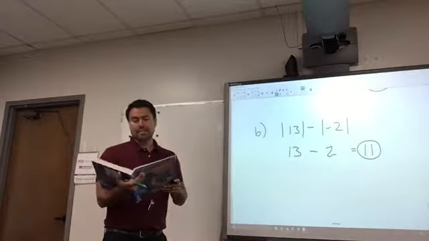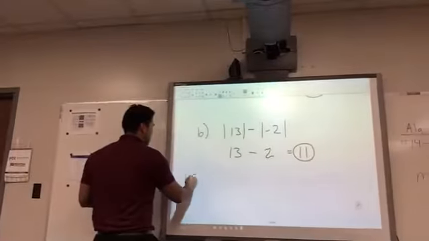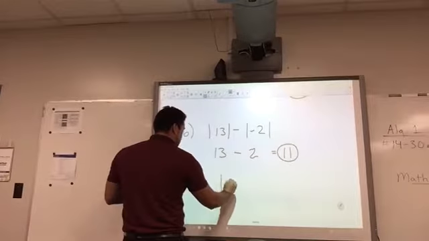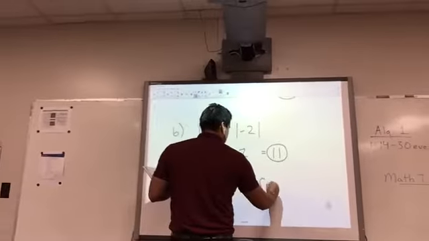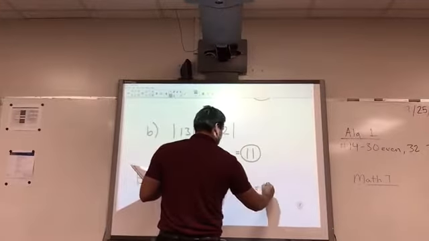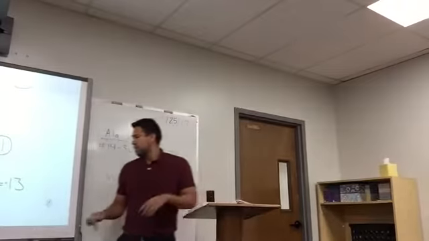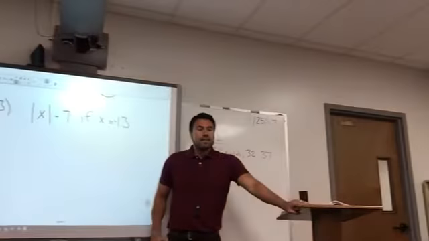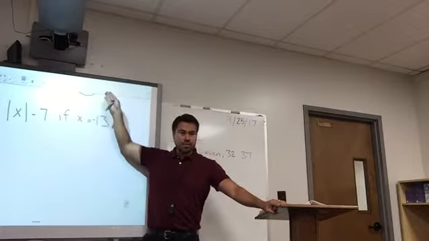Okay. Example 3. The only difference here is you've already done these types of problems. Example number 3 is asking: what's the absolute value of x minus 7 if x equals negative 13? Excuse me, negative 13. So I'm looking at example number 3. Why don't they just make it like the other problems? I guess that's what you're asking.